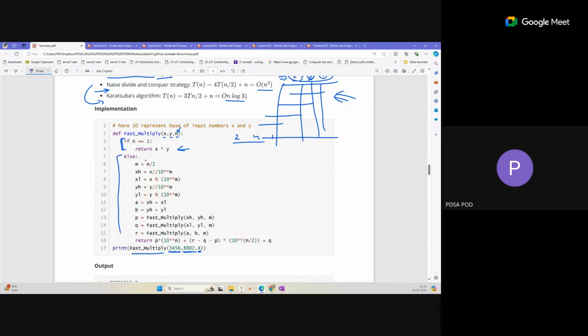So this is a constant operation with 1 digit. Otherwise, we will follow this process. Here we are dividing this number into 2 halves, and how we are dividing is this part, that means we are dividing into half the size.